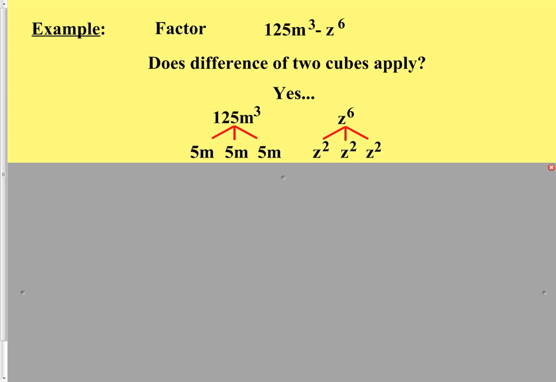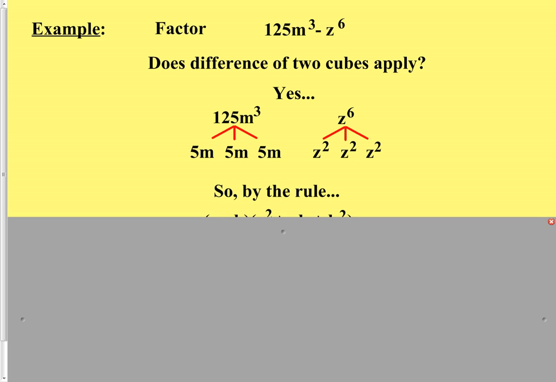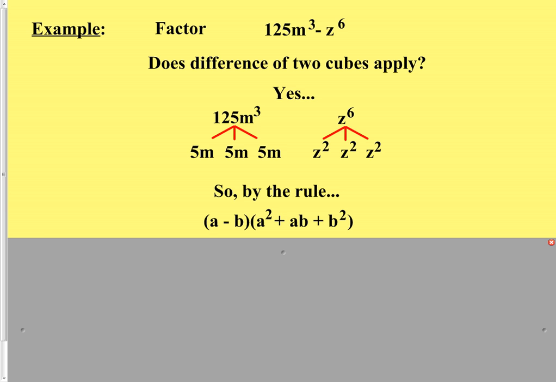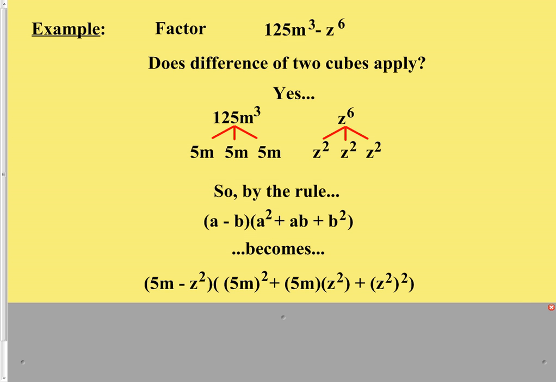So by the rule, we ought to be able to force these terms into the formula a minus b times a squared plus ab plus b squared. Now, obviously, our terms for a and b are 5m and z squared. It's going to look awfully ugly here for a moment, but we'll clean it up. Again, on the binomial, there's nothing to do. But there's plenty of stuff we can do to clean up the trinomial.